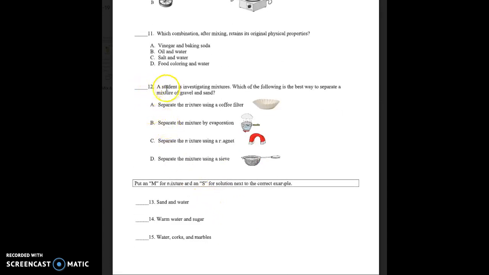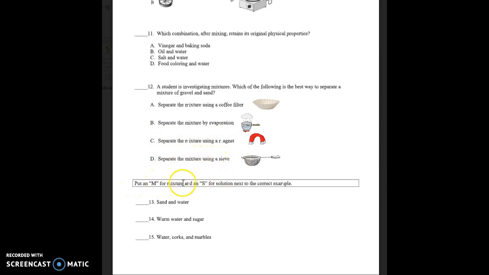Number 12. A student is investigating mixtures. Which of the following is the best way to separate a mixture of gravel and sand? A. Separate the mixture using a coffee filter. B. Separate the mixture by evaporation. C. Separate the mixture using a magnet. D. Separate the mixture using a sieve.